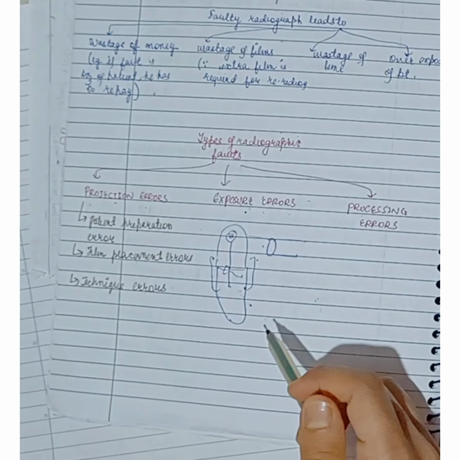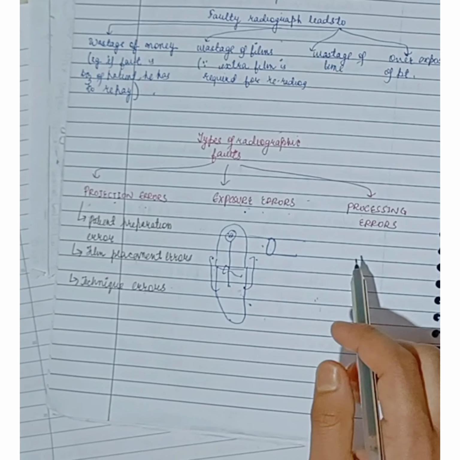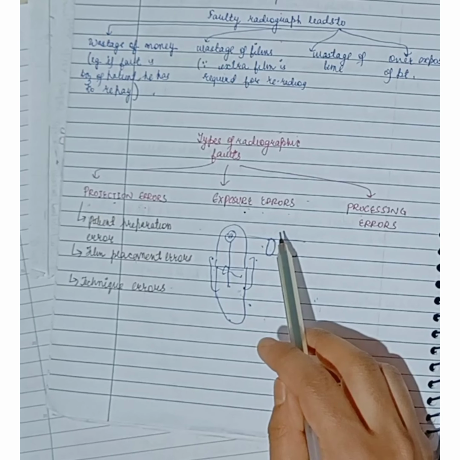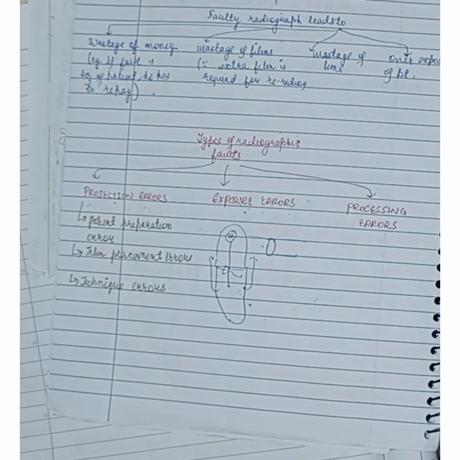Hello everyone, this is the continuation video for faulty radiographs. In part 1 of the video, we talked about projection errors. Now in this video, I'll be talking about exposure errors and processing errors.